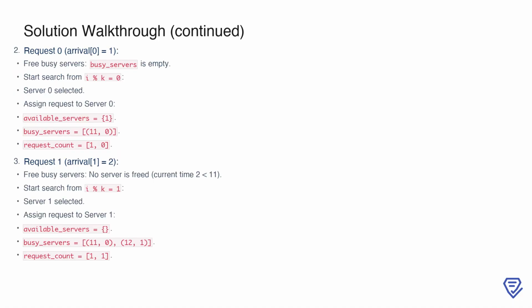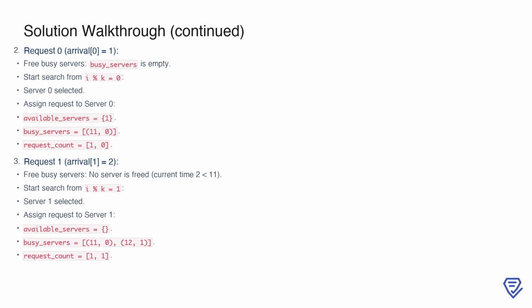For the first request, which arrives at time 1, the algorithm checks the busy_servers heap but finds no servers to free since it's empty. Starting the search from index i%k equals 0, server 0 is available and selected for this request. Server 0 is marked as busy until time 11, and the busy_servers heap is updated to reflect this. The available_servers set is updated to exclude server 0, and request_count shows that server 0 has handled 1 request.